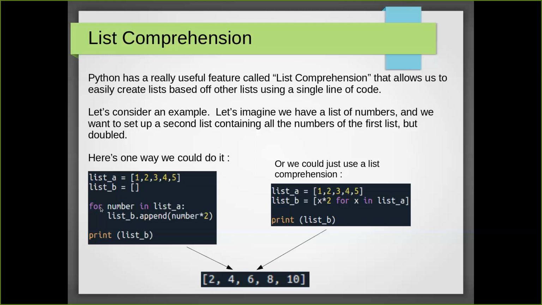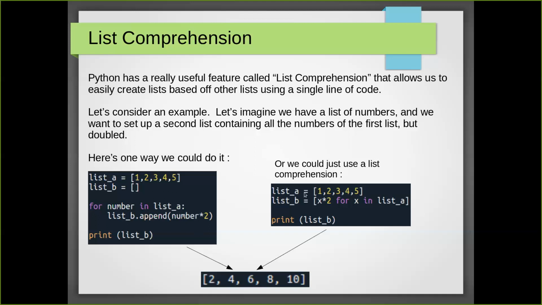And then what I do is I iterate using a for loop through each of the elements in list A. And I say, so for number in list A, and then I want to append to list B that number doubled. Okay. If I print that second list, we'll see that that second list now is 2, 4, 6, 8, 10, which is what we want. So that will work. But there's a better way of doing it. And that's using a list comprehension.